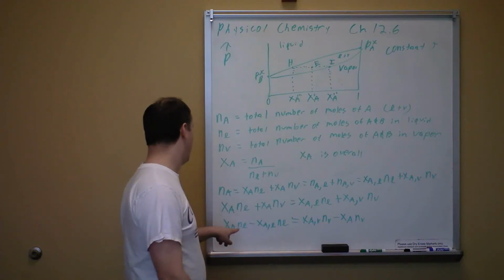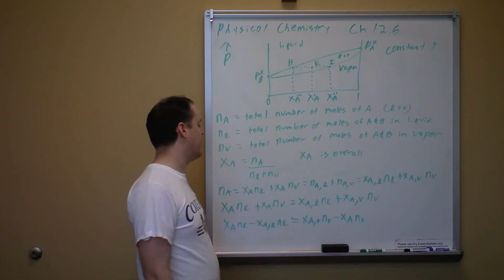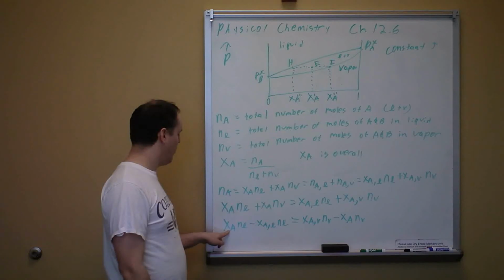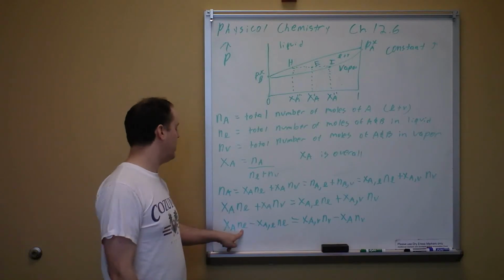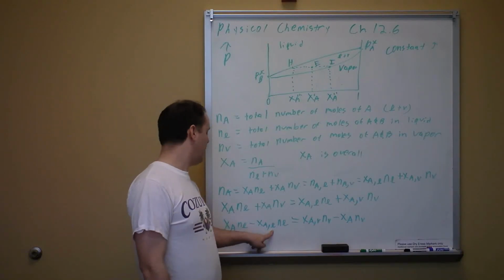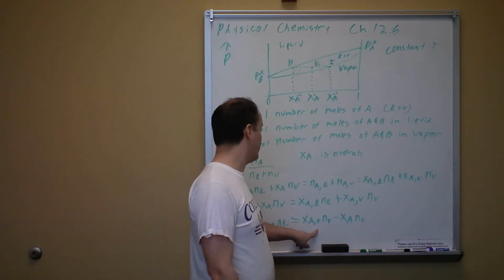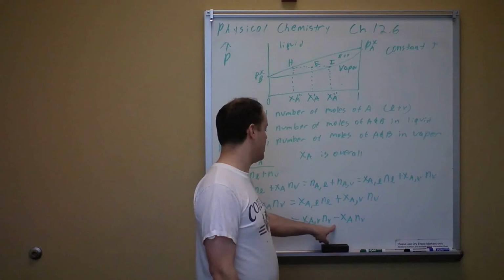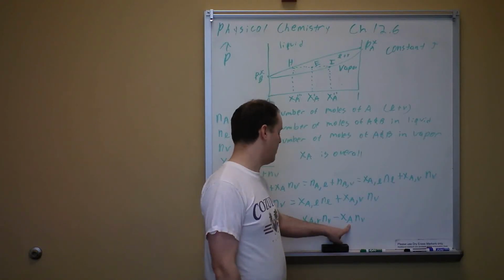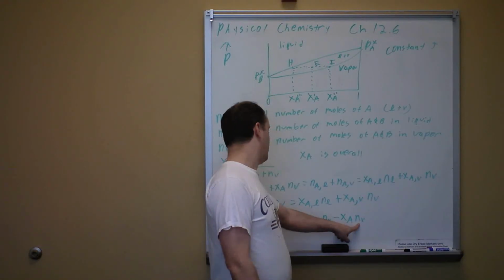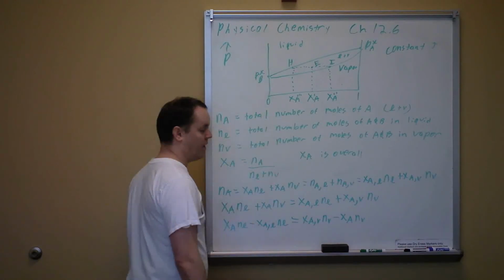So just get the liquids on the same side and the vapor on the other side. We have the mole fraction of A total times the number of moles in the liquid phase minus the mole fraction of A in the liquid phase times the number of moles in the liquid phase. And that's equal to the mole fraction of A in the vapor phase times the number of moles in the vapor phase minus the mole fraction of A total times the number of moles in the vapor phase.